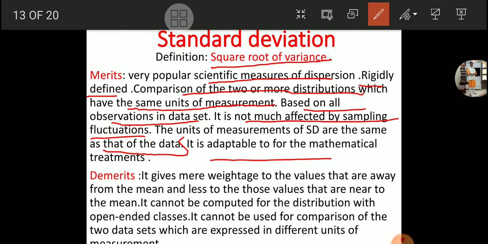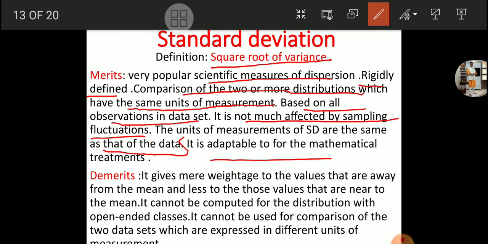Again, demerits are also there. It gives more weightage to the values that are away from the mean and less weightage to those values that are near to the mean. So that is a drawback of this measure. The standard deviation gives more weightage to the values that are away from the mean and less to those values which are very near to the mean.